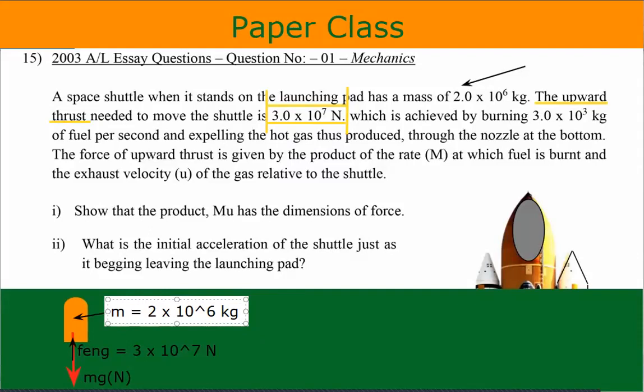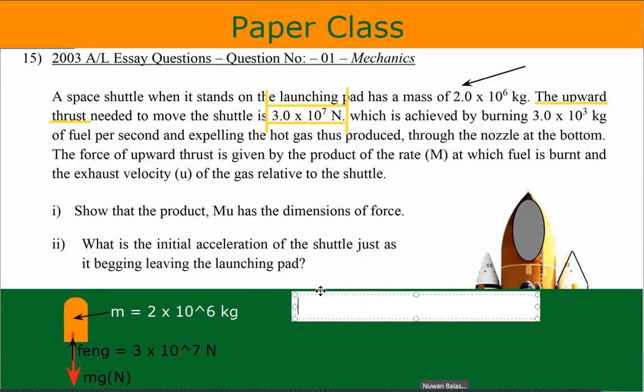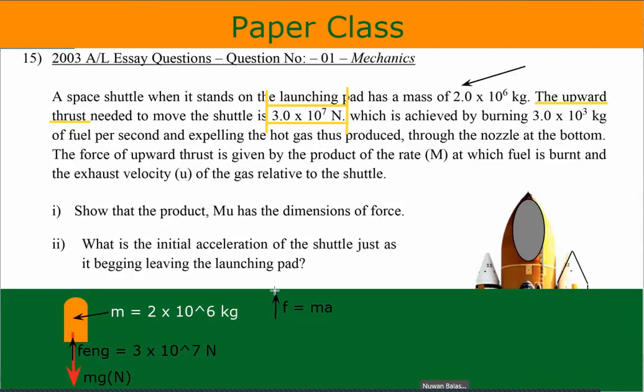Correct. So what should I do to find the acceleration, dear? Sir, apply F equals MA. F equals MA equation. What's the direction, upward or downward? Upward. We should apply the F equals MA equation vertically upward.